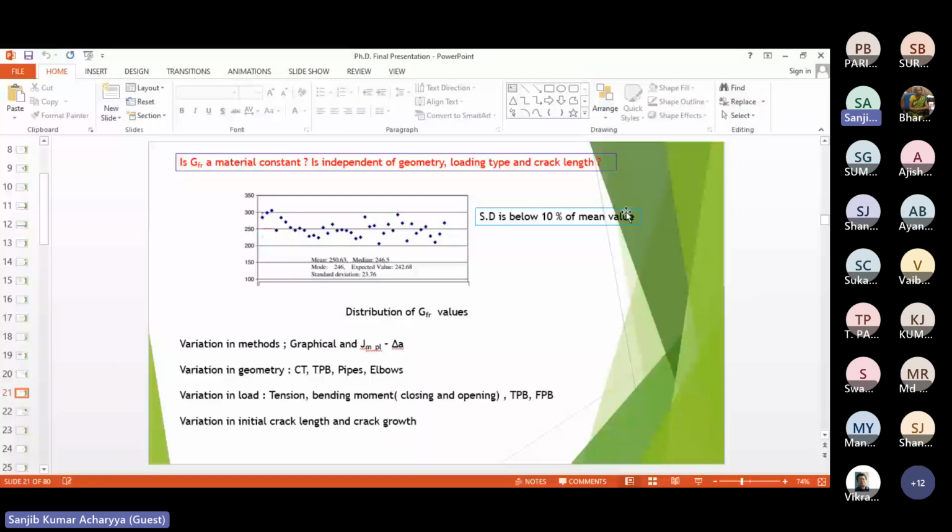Look here, the variation in method. Here we have mixed both the data, either coming from graphical or from JMPL delta A. Geometry varies with CT, TPB, pipe, elbow.